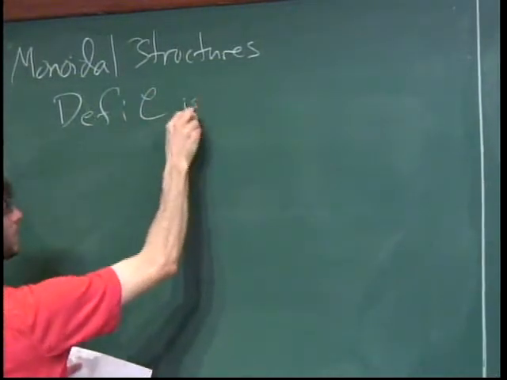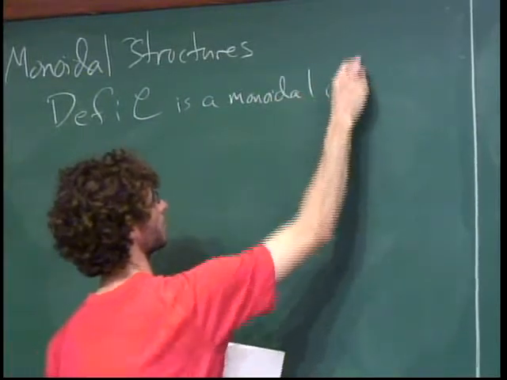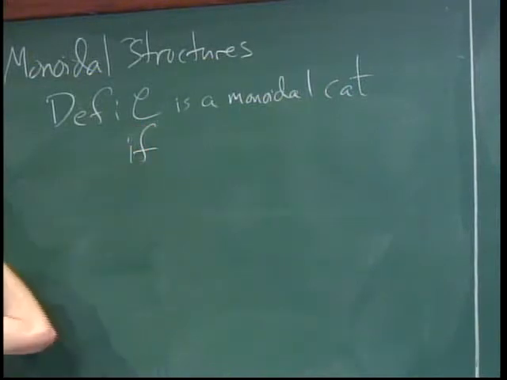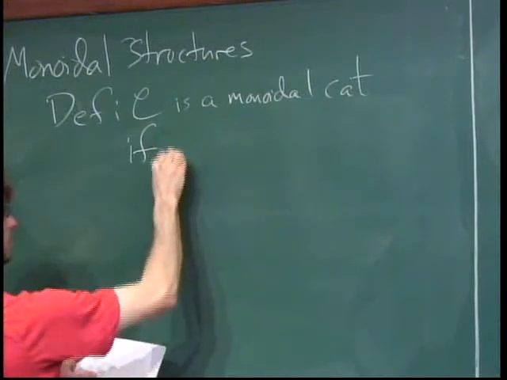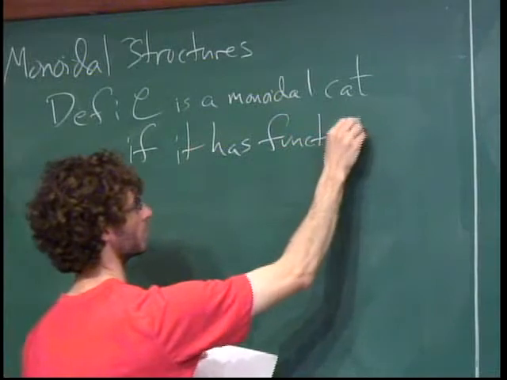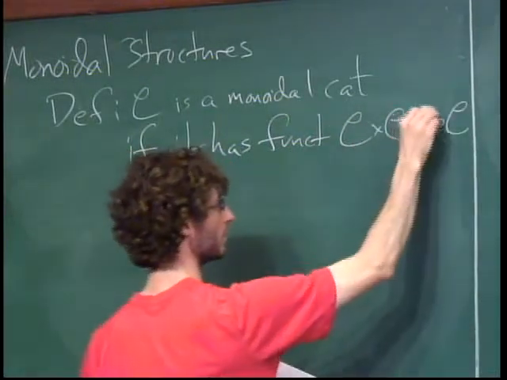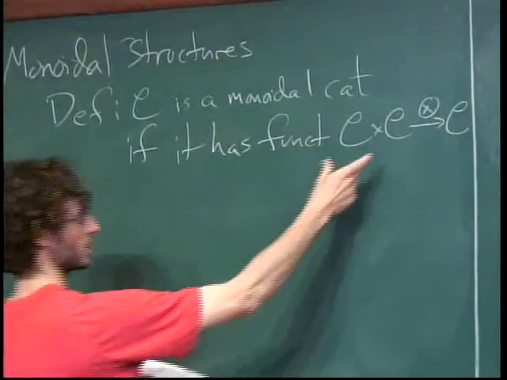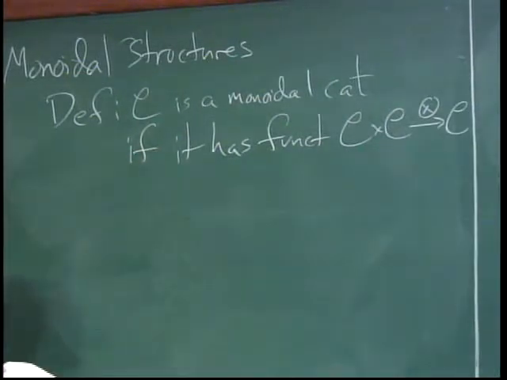So C is a monoidal category if, well, it needs to have a multiplication. So if it has a functor from C cross C to C, which I'll be denoting tensor. And on objects, I'm just going to write it as juxtaposition: A cross B goes to AB.